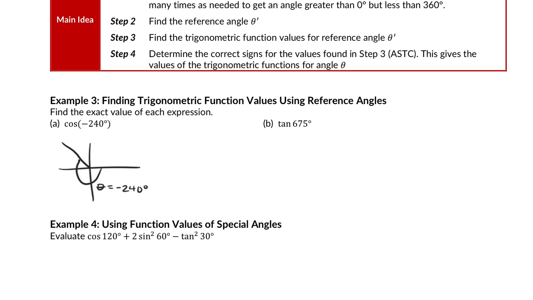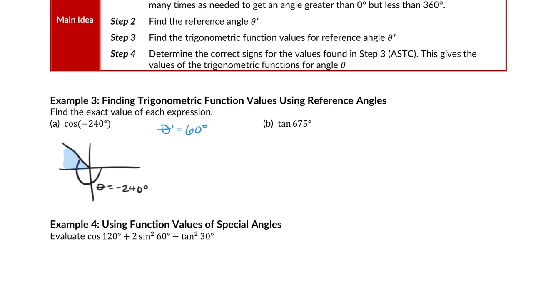Once we know where theta is, where the terminal ray lies, we need to find the reference angle. Remember, we're always going towards the x-axis like a bow tie. Don't draw my reference angle towards the y-axis. It's always towards the x. Now, if the full angle is negative 240, how much is that blue reference angle? The blue reference angle would be 60 degrees.